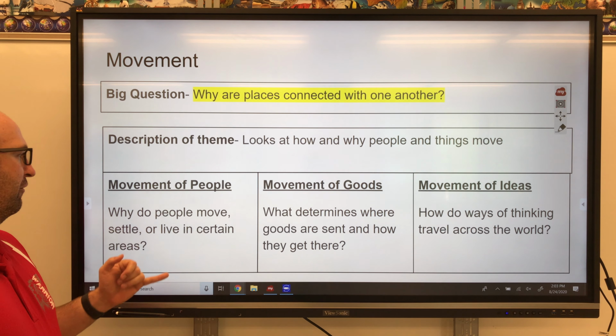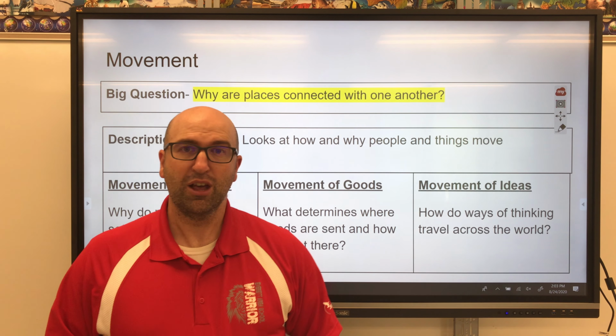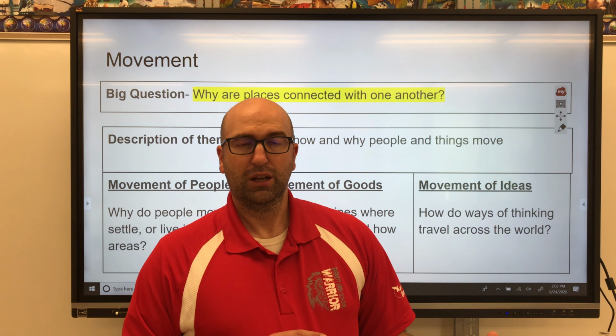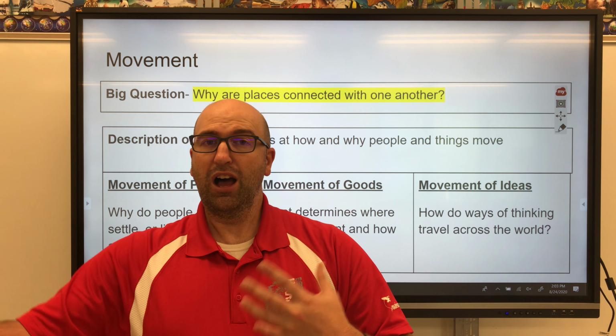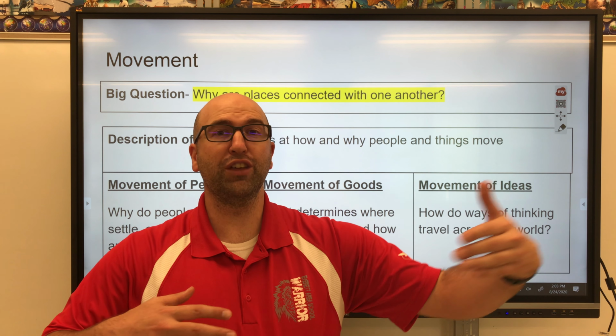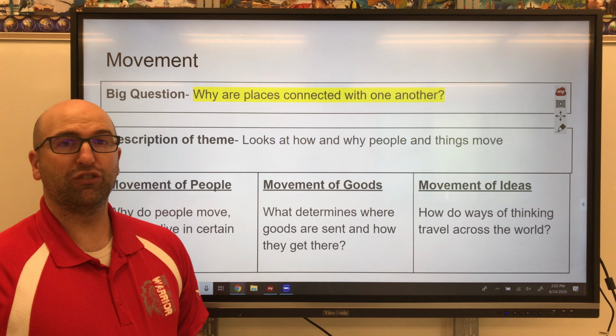When we're looking at movement of people, we're looking at why people move, settle, or live in certain areas. Why did the Pilgrims come over and settle in North America? Why do you have people fleeing or being refugees of certain countries? What are those reasons? Where are they going? Why are they going there? So movement of people.